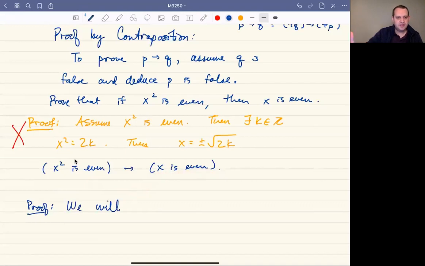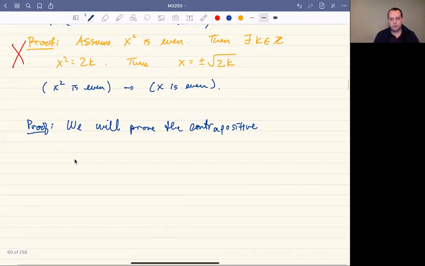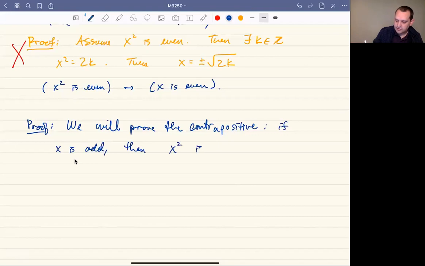Okay, so we will prove the contrapositive. At least when we start off in this chapter, if we're going to do a proof by contrapositive, or any proof other than a direct proof, I like to write out what it is. I think of this as leaving a breadcrumb trail to our readers, making it as easy as possible for them to follow along. So we will prove the contrapositive: if x is odd, then x squared is odd. That's a much more straightforward thing to prove.